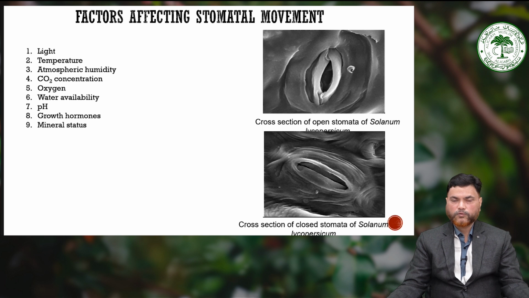Now next, what is the impact of atmospheric humidity on stomatal movement? Humidity also affects the opening and closing of stomata in plants. When the air is dry, or you can say has low humidity, plants tend to lose water more quickly through transpiration. In response to this, stomata may partially close to reduce water loss and conserve moisture inside the plant.